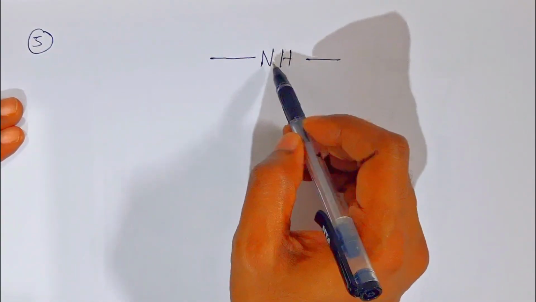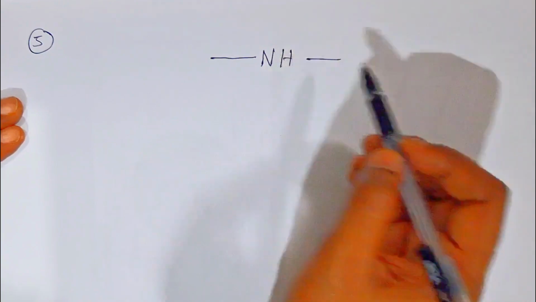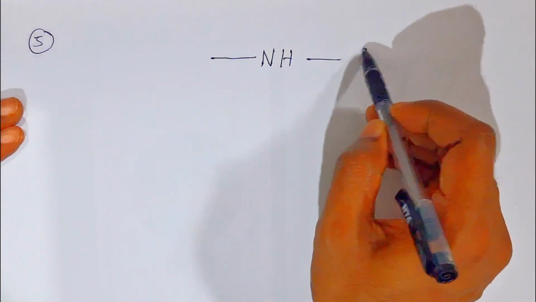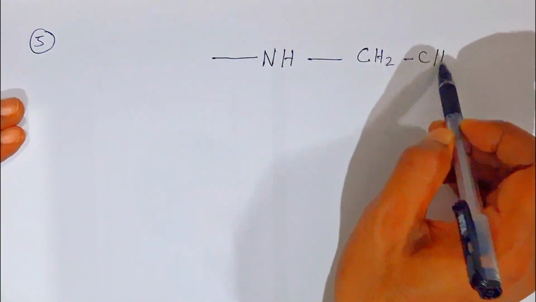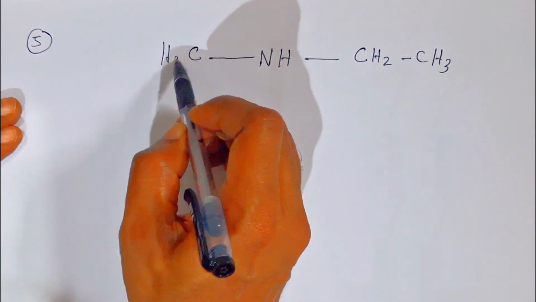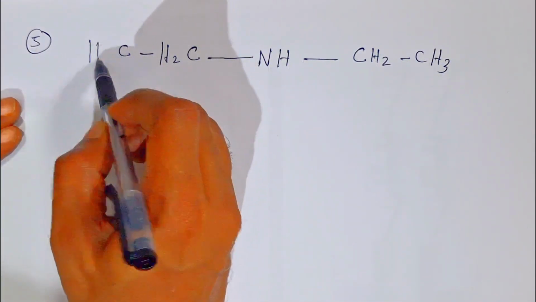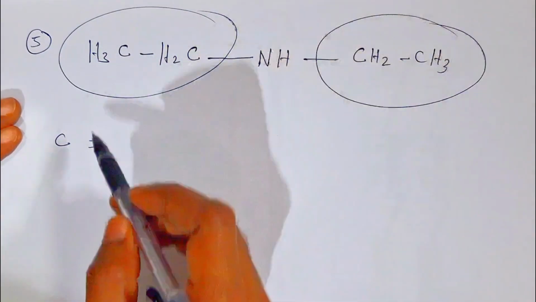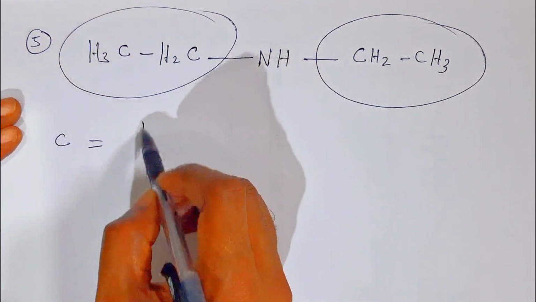In secondary amines, nitrogen will always have one hydrogen. Out of 2 valencies, students, if one valency is now replaced by an ethyl group, CH2CH3, and here it is also replaced by an ethyl group, CH2CH3. Okay students, so what will be the common name? Here it is also ethyl, so you have 2 ethyls. So it is called diethyl.